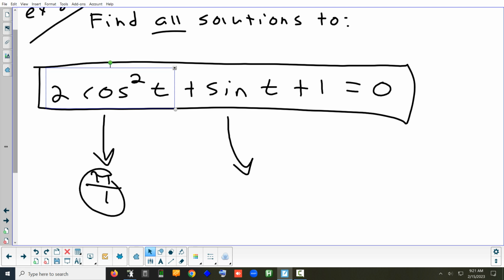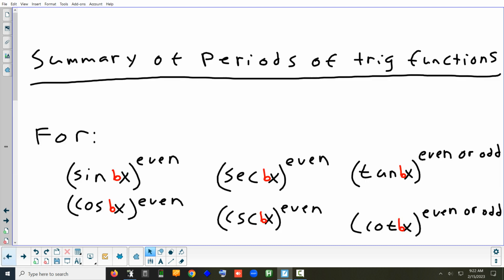This one is sine to an odd power. It doesn't have an exponent, so it's just sine to the first. So what's the period of regular sine? Sine to an odd power, 2 pi over b, and what's b? 1. So this one is 2 pi. So now we have the period of each periodic term.